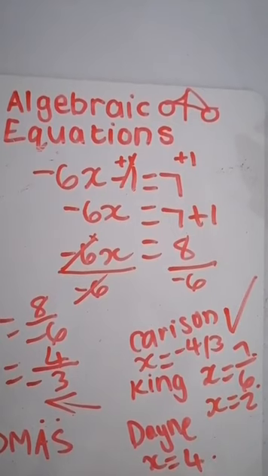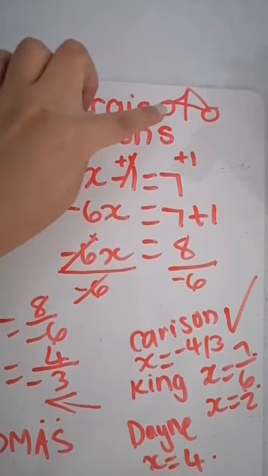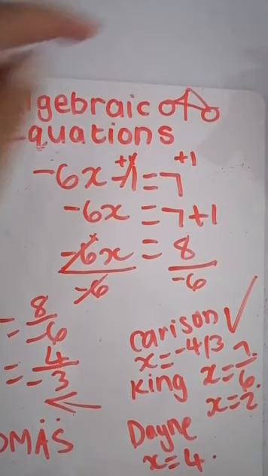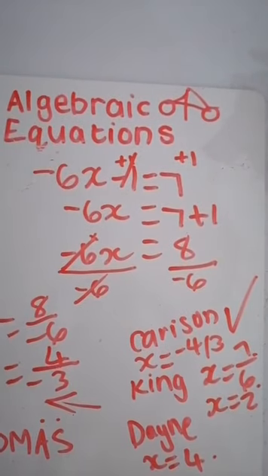Let's see some of your comments. So Nafisa, I think what you do to the right hand side, you do to the left hand side. That is correct. So just remember, you're keeping your scale in balance when you're doing equations. So left hand side must equal right hand side.